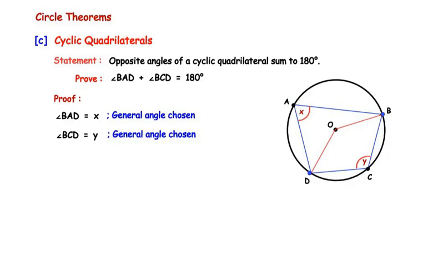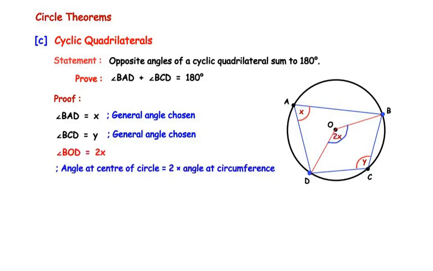And using the angle at the center theorem, which we have proved in an earlier video, since these two points make an angle at the circumference of the circle at point A, and these two also make an angle at the center of the circle, the center angle is going to be twice the angle at the circumference of the circle. So this angle BOD becomes 2 times x. So here we have written angle BOD is equal to 2x, that is, the angle at the center of the circle is 2 times the angle at the circumference of the circle.